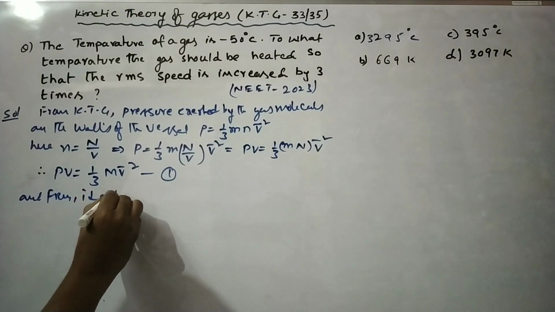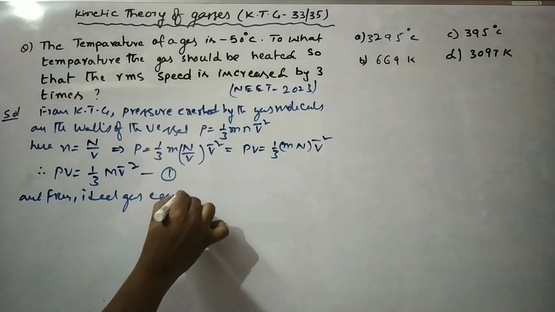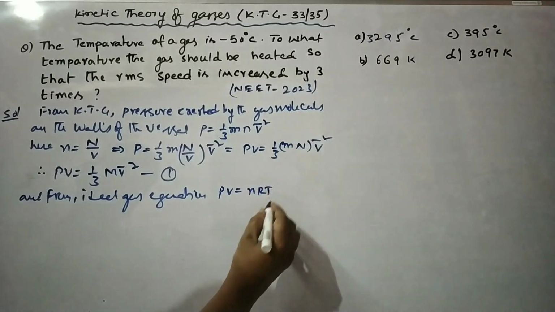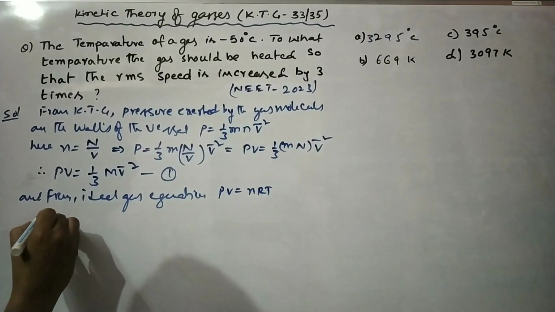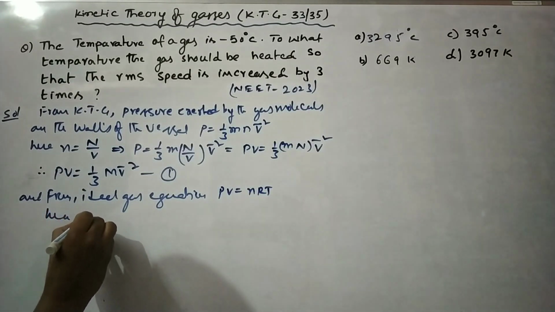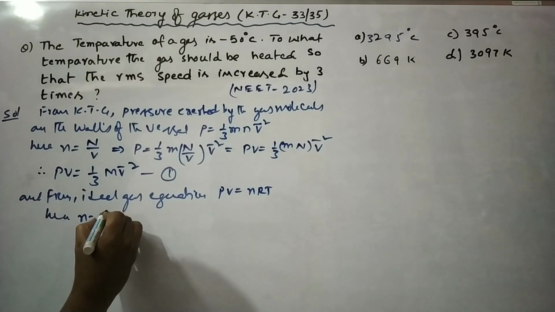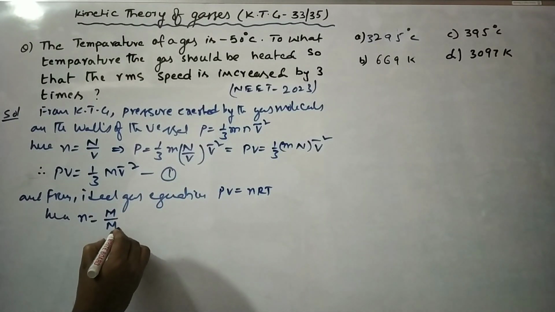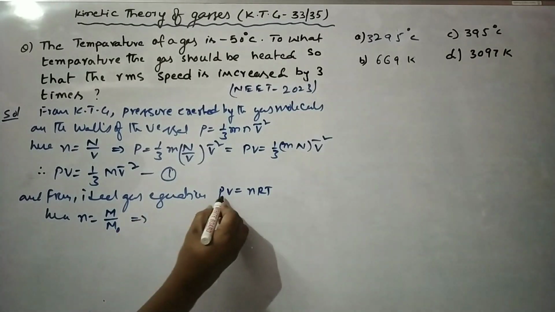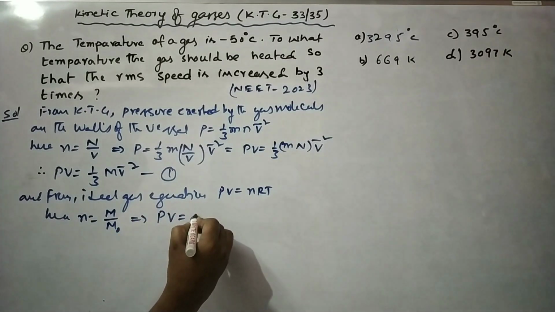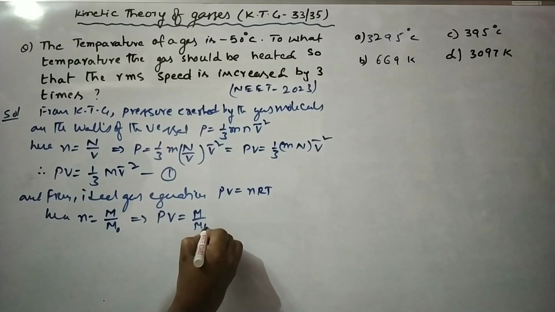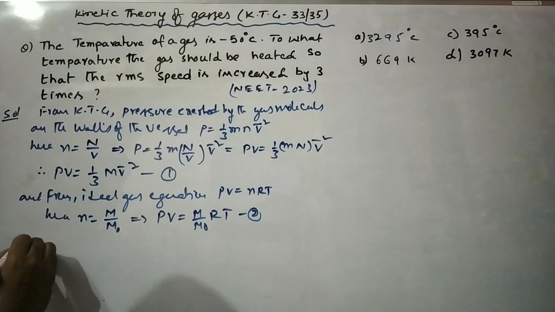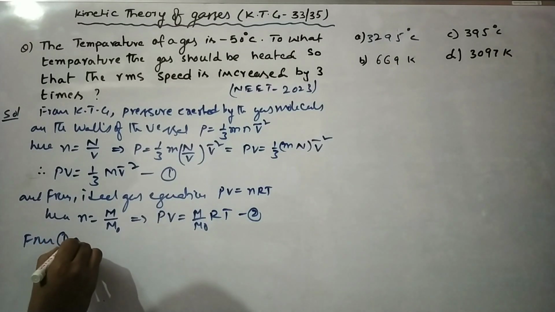Okay, and from the ideal gas equation, PV is equal to what? n into R into T. Here n, the number of moles, is expressed in terms of mass in grams divided by molecular weight m naught. That implies this equation is rearranged like this: PV is equal to M by m naught into R into T. This is equation 2.